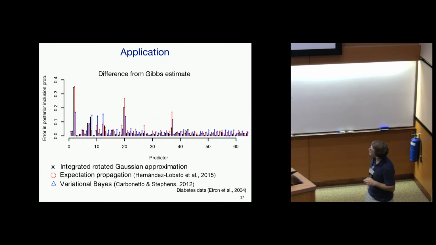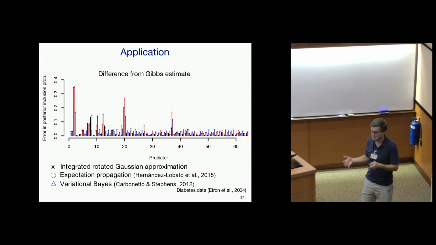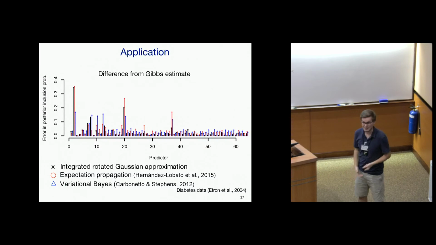One thing I find interesting here is that there are certain predictors, certain marginals, that all three methods struggle with. So it seems inherently there are certain parameters that are hard to do approximate inference on, that they all struggle with. Yes? Is every parameter done independently? Great, I just do each independently.